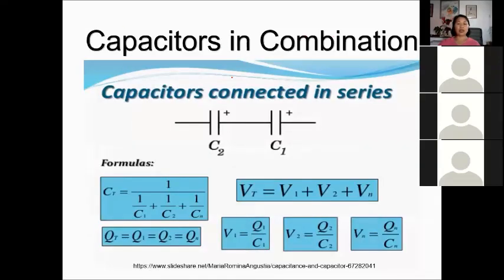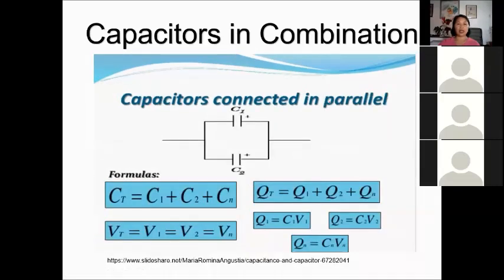So capacitors in combination, capacitors connected in series, the constant is charge. This is how to find the equivalent capacitance and the total voltage. Capacitors connected in parallel, this is how to find for the capacitance, total capacitance, and voltage is constant. And to find total charge is the total of the charges ng capacitors.